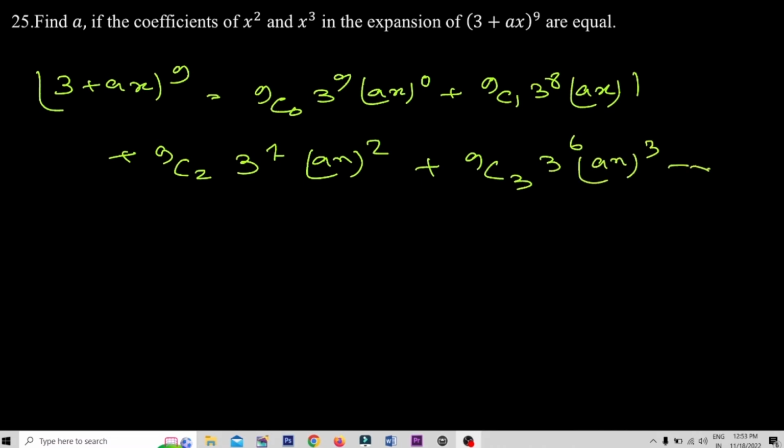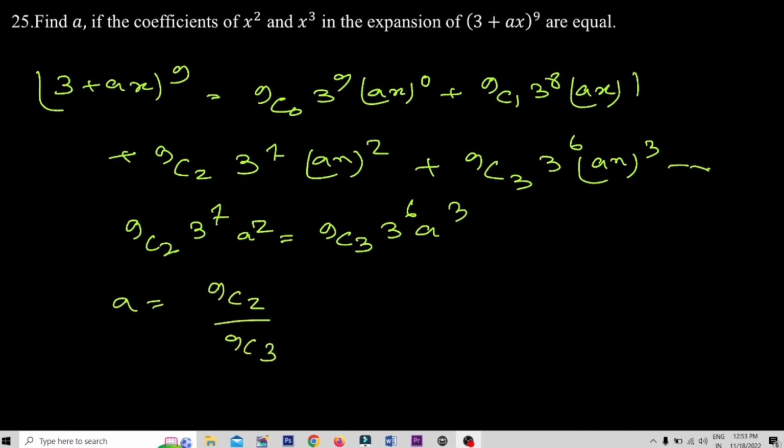So we got the coefficients of x square and x cube. Since the number of terms here is only 2 and 3, we can do it by expansion; but if it had been long, suppose x to the power 10, x to the power 11, then we would have to calculate using t(r plus 1). Since it is x square and x cube, my third term and fourth term, we can do it by expansion also. So 9C2, 3 to the power 7, a square equal to 9C3, 3 to the power 6, a to the power 3. Therefore a equal to 9C2 by 9C3 into 3.